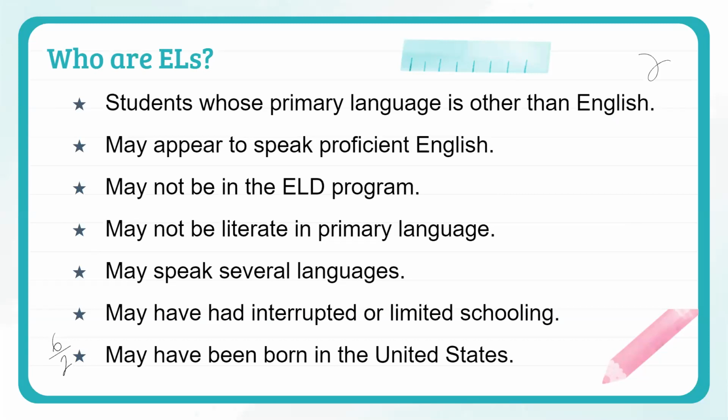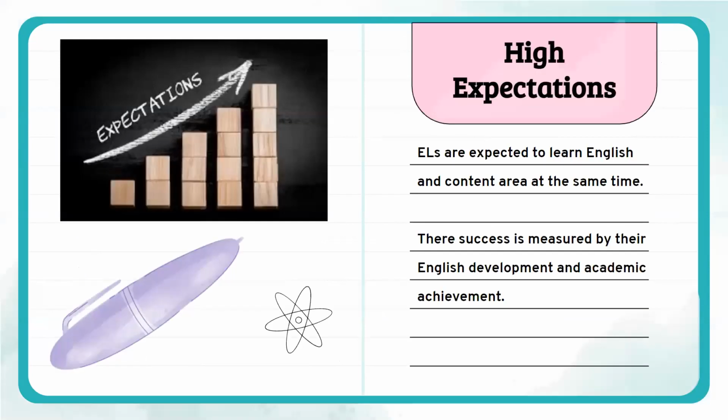They may be literate or not literate in their primary language. They could speak several languages. They could have interrupted or limited schooling. They may also have been born in the United States, and English might not be their first language.